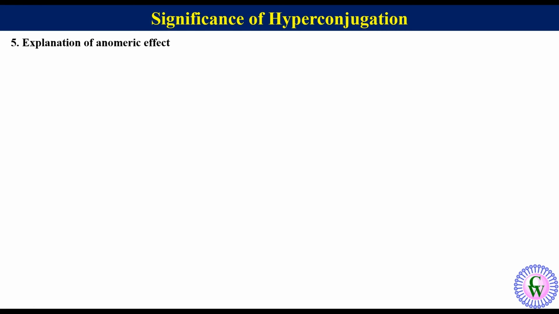Explanation of anomeric effect. We have already gone through the anomeric effect in detail, so I am not going to discuss it again. Hyperconjugation is considered to be the better explanation for anomeric effect.